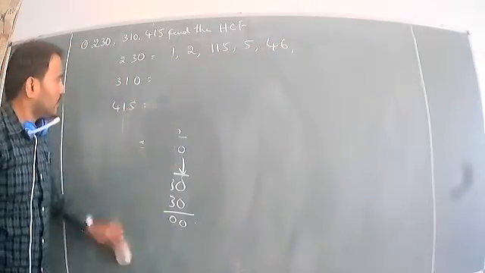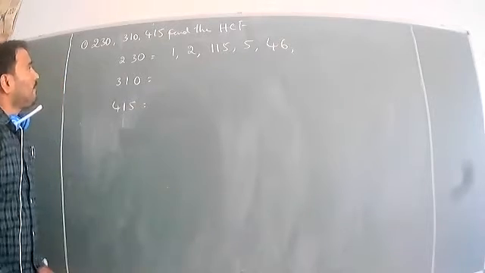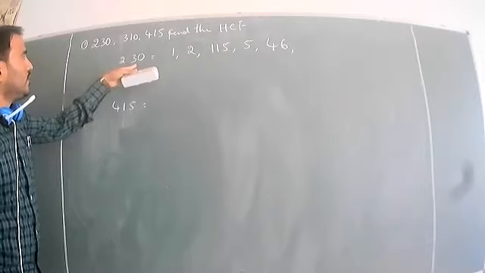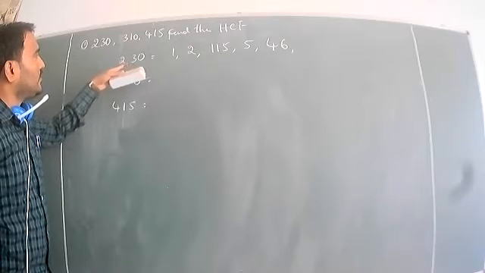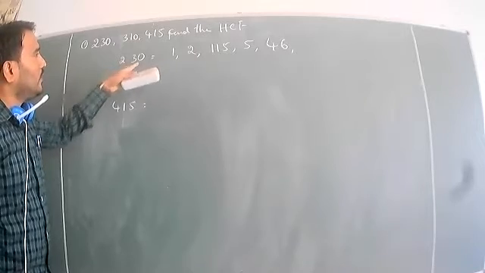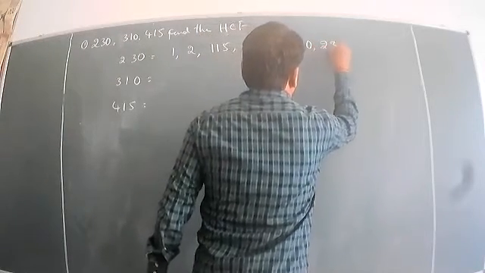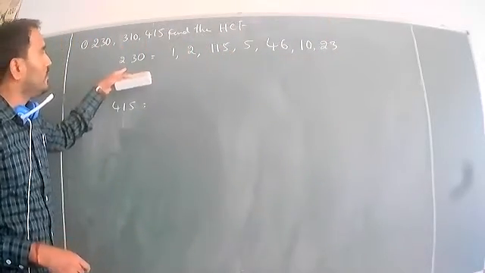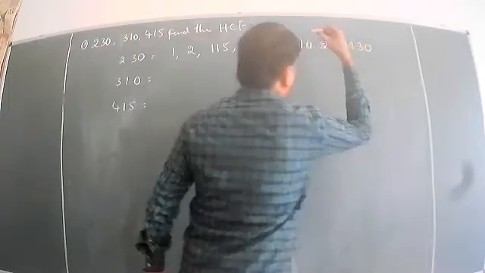Next 7, no. 7 cannot divide it. 8, no. 9, no: 2 plus 3 is 5, it is not divided. Okay, 10 can divide it: 10 23s are 230. So the last one is the number itself, 230, which is divisible.